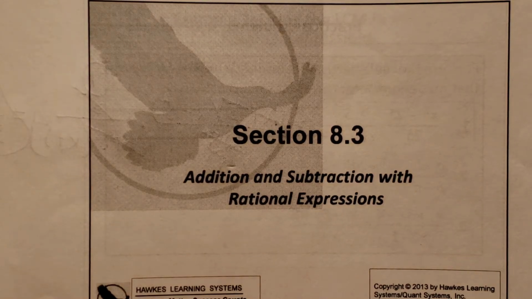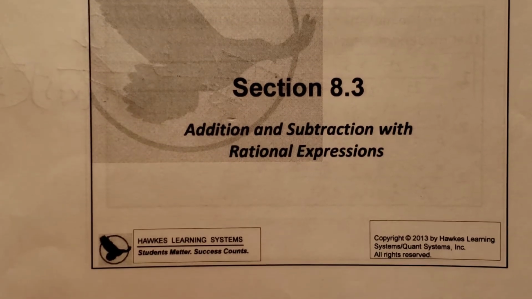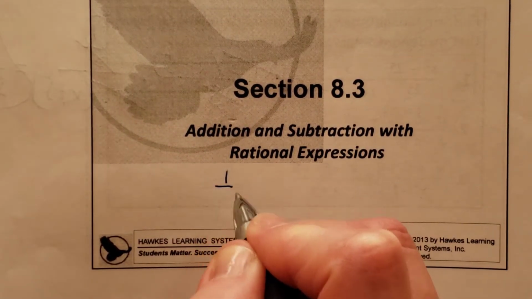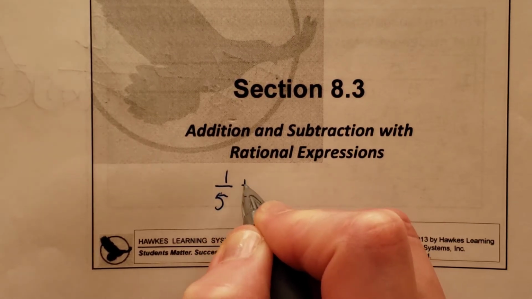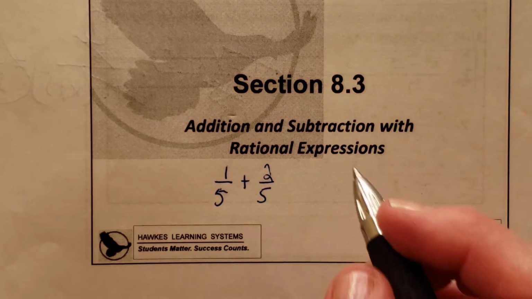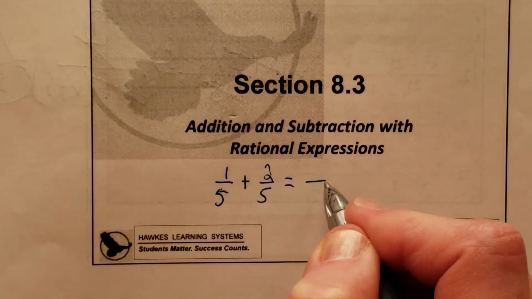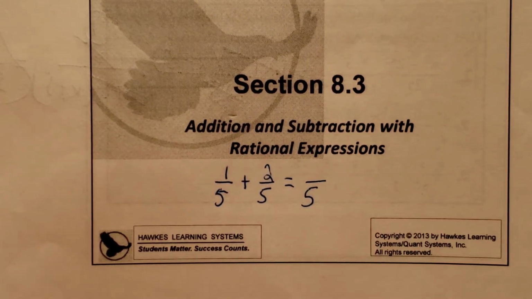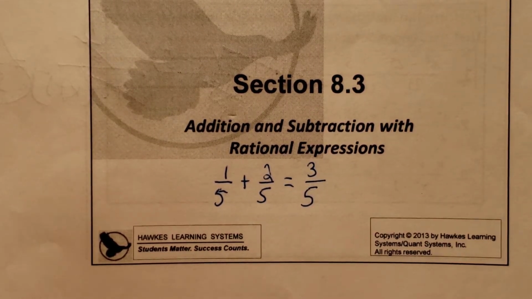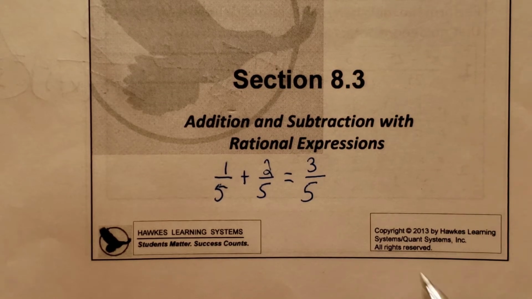This is Chapter 8, Section 3, and in this section we will be adding and subtracting rational expressions. That's similar to adding and subtracting fractions. For example, if I had 1/5 plus 2/5, I would be ready to add those because they have common denominators. So my denominator would stay the number it already is, and I would add the 1 and the 2 on top.